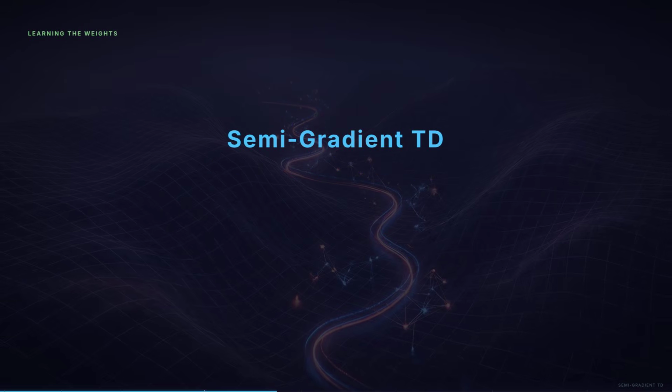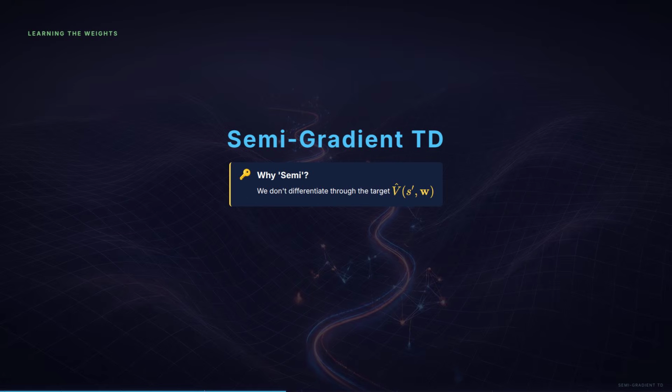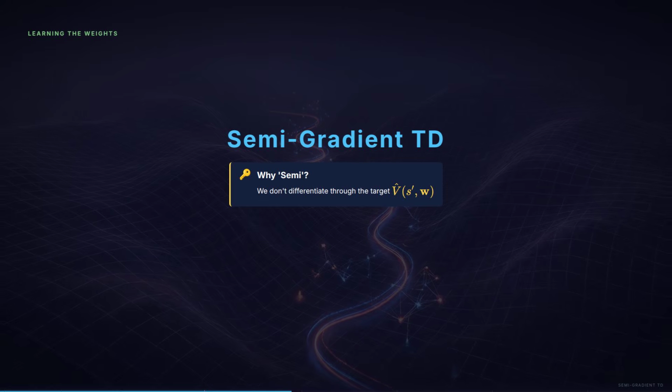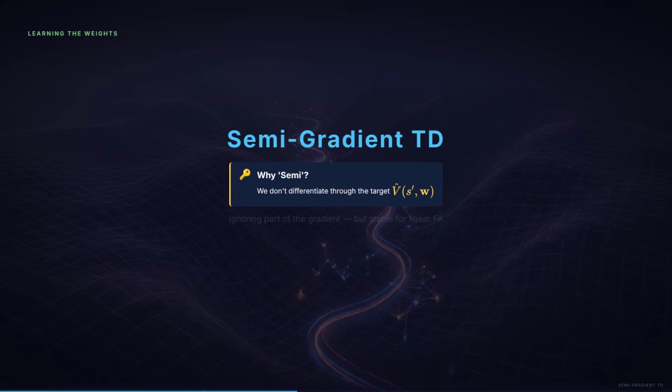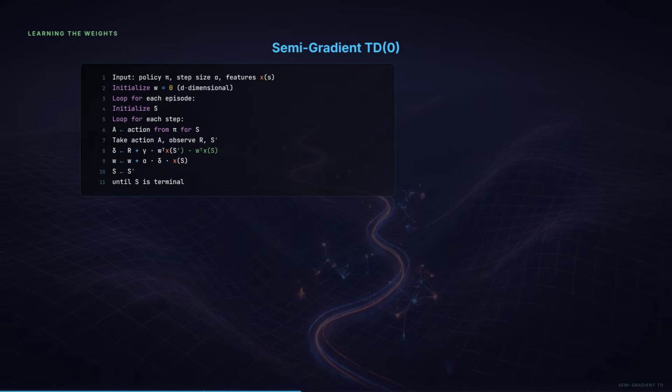This is called semi-gradient TD. Semi because we don't differentiate through the target. We treat V hat of S prime as if it were a fixed number, not a function of W. Mathematically, we're ignoring part of the gradient. Practically, this makes the algorithm stable for linear function approximation. The full gradient can actually diverge with bootstrapping.